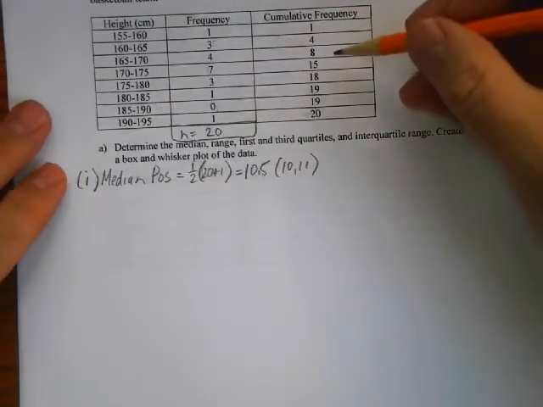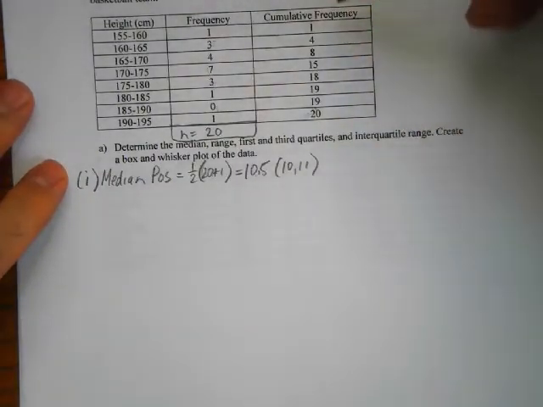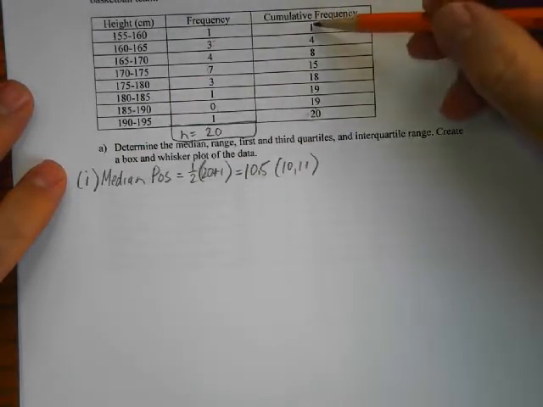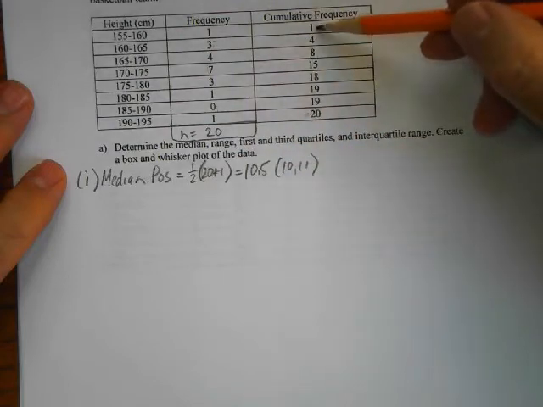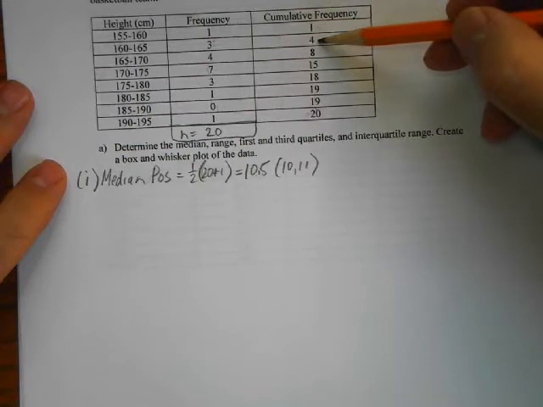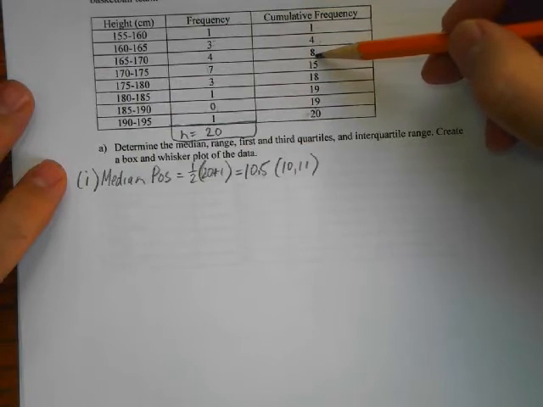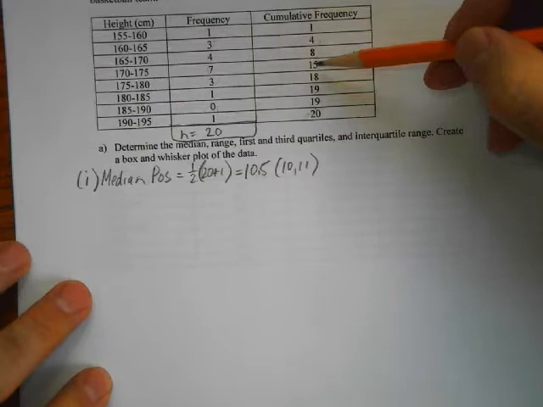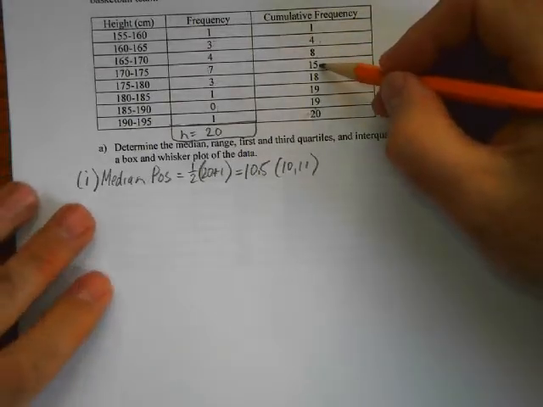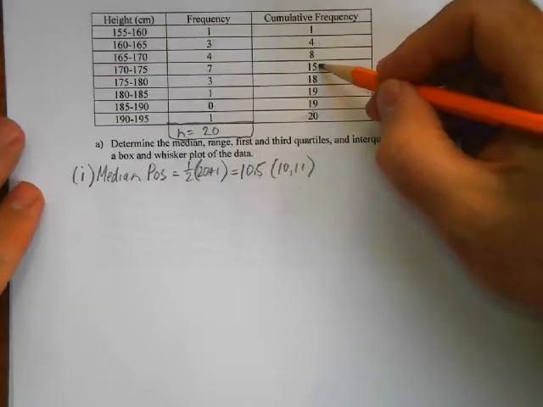So we actually go up to the list. Now this is where cumulative frequency is very useful, where it wasn't before. So we're looking for the 10th and 11th. It's not in here because there's only the first one here. This goes up to the 4th position. This goes up to the 8th position. We're looking for 10, 11. This goes up to the 15th position. So the 10th and 11th positions are both in this grouping.